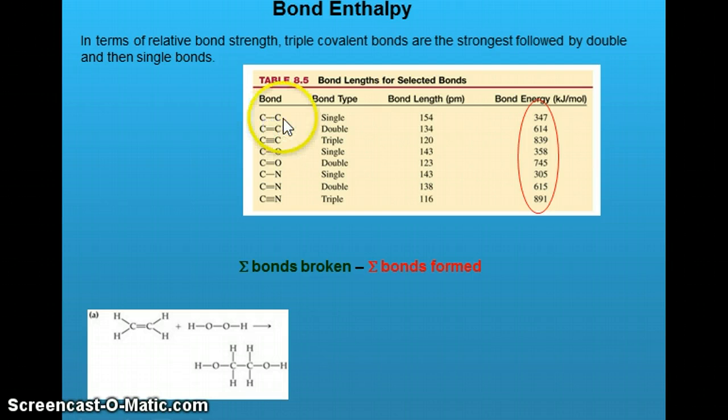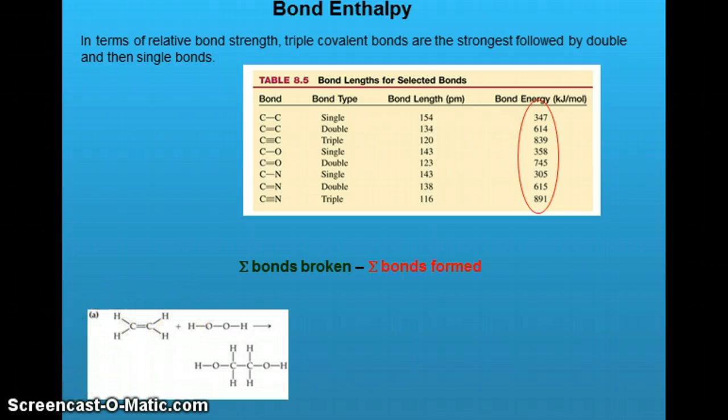And you'll notice that a carbon-carbon single bond might take 347 kilojoules per mole to break, but a carbon-oxygen bond actually takes a little bit more energy to break, 358 kilojoules per mole, because you have a more electronegative atom on the other side of that bond than in the C-C bond. All right, well, we can use these bond enthalpies to calculate how much energy is released in a reaction, just as well as we can use heats of formation.